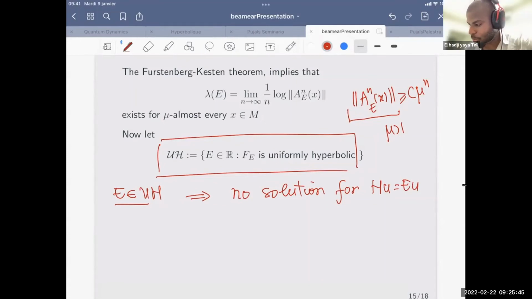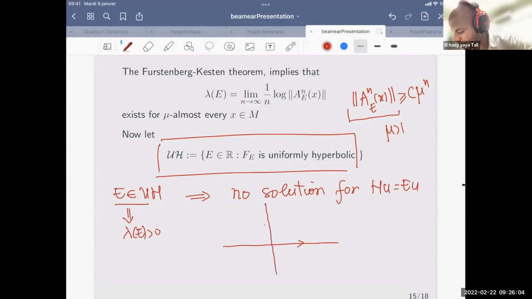So the Lyapunov exponent associated to this is positive. If E is in the uniformly hyperbolic set, the associated Lyapunov exponent is positive. So the norm is growing very fast to infinity. You have a direction for which the norm is uniformly expanding and another direction for which the norm is uniformly contracting in the future. And you know that a sequence in L2 does not go to infinity. So there is no solution.